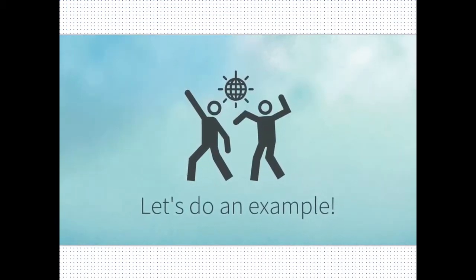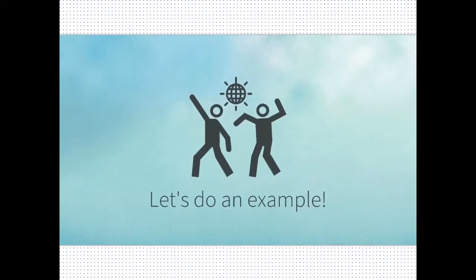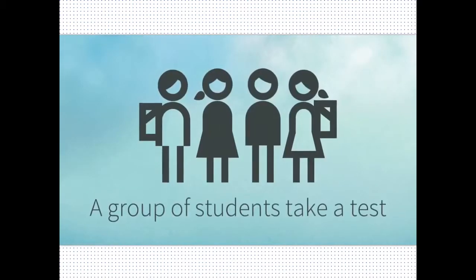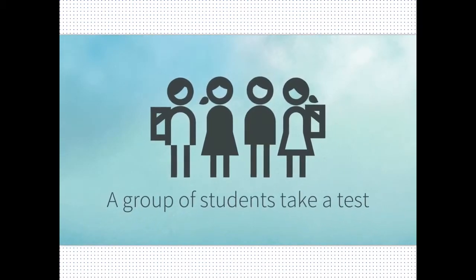Now that can be a little bit confusing, so let's do an example real quick. Let's say 4 students take a test. Their scores end up being 81, 86, 93, and 98. How do we find the mean?